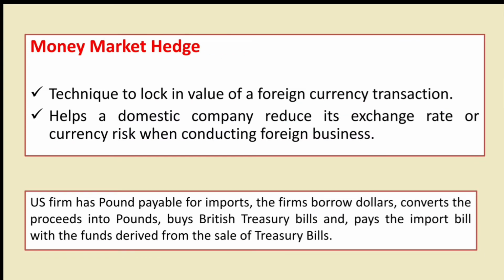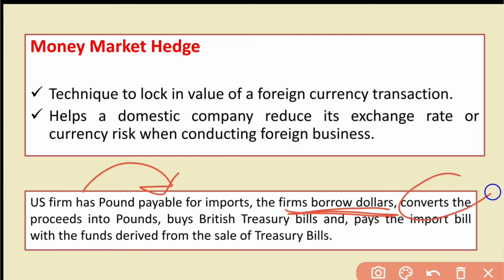Next is the money market hedge. Now how this works is, I have taken an example. Say a US firm is operating and it purchases something from say the UK in British pounds. So what it does is it borrows in US dollars. It borrows a certain loan and converts this into pounds, and then it invests the money converted into pounds in the British treasury bill. That is a money market instrument.